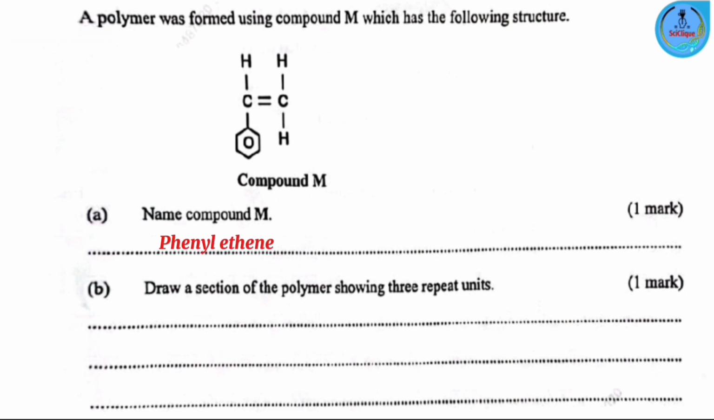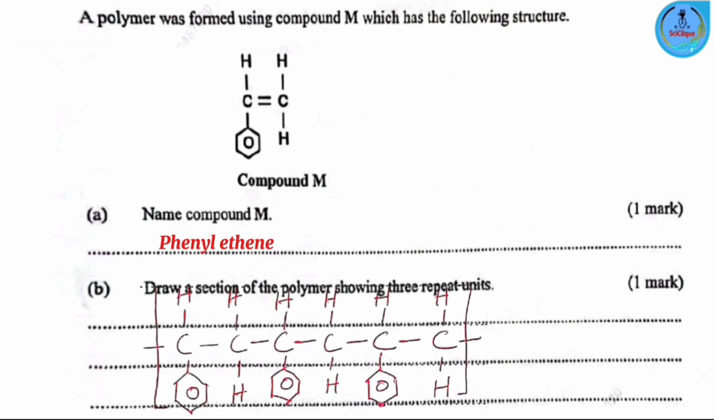Part B. Draw a section of the polymer showing 3 repeating units. Okay, so this is our monomer. So number one, we are going to split apart the double bonds. The polymer is not supposed to have a double bond in this case. So we're going to split apart this, ensuring that we only have single bonds throughout. Once we have done that, we are going to place 3 of these, just repeating them the way they are. And we end up having a section of the polymer as such.